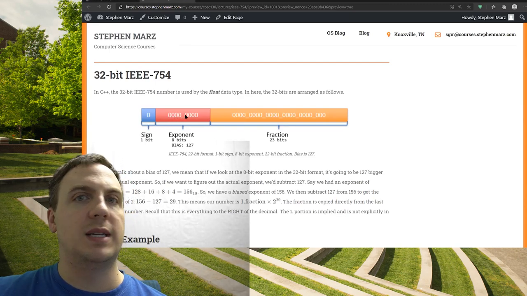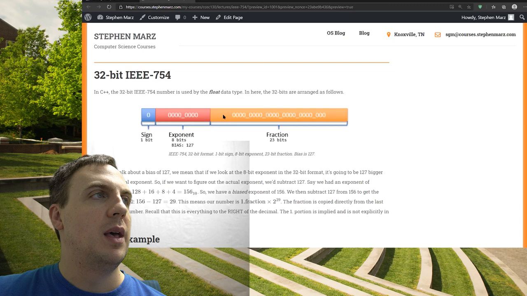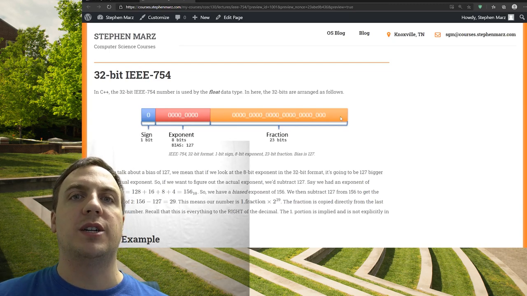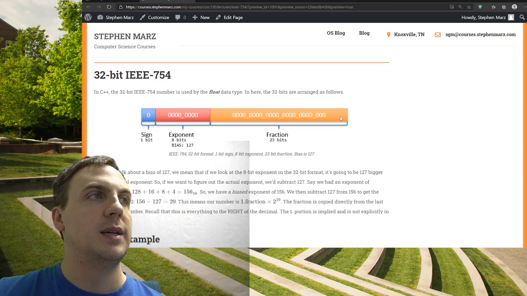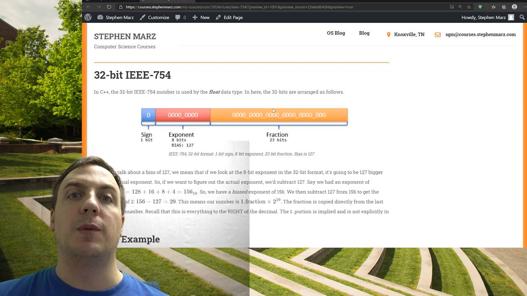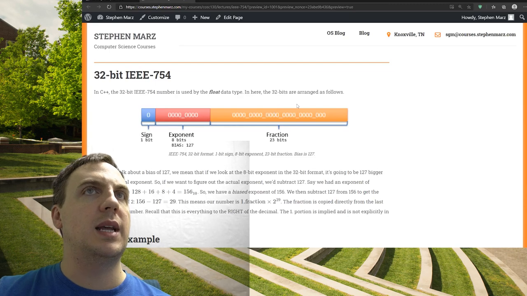Then our exponent comes next. It's an 8-bit exponent. Then finally, we have a 23-bit fraction. If we add 23 plus 8 plus 1, we get 32 total bits. And remember, this is how we store the information. So let's take a look at an example.